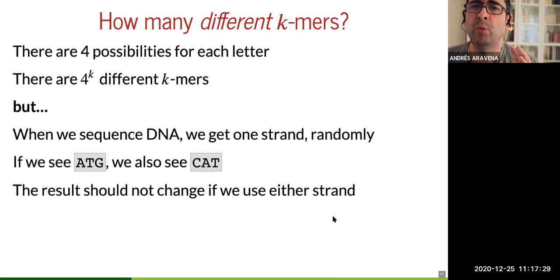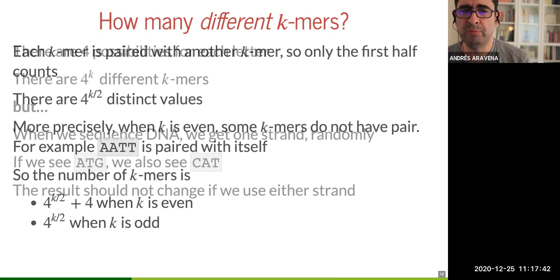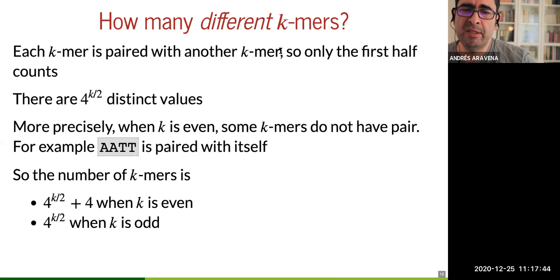So in fact, essentially we need half of the vector, because for every sequence there is a paired one that will count as the same. So every k-mer is paired with another k-mer, so only the first half counts. So there are some details that you can try later.